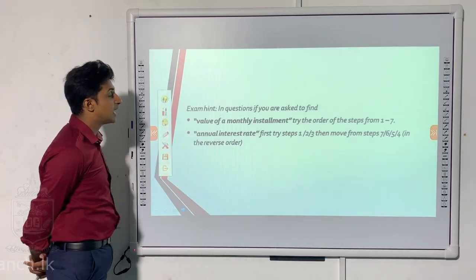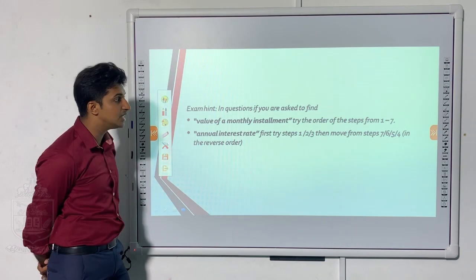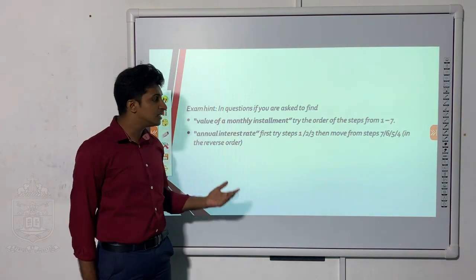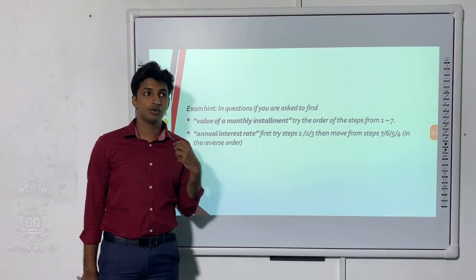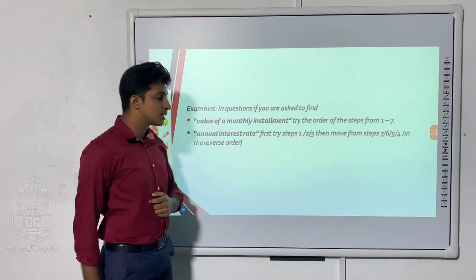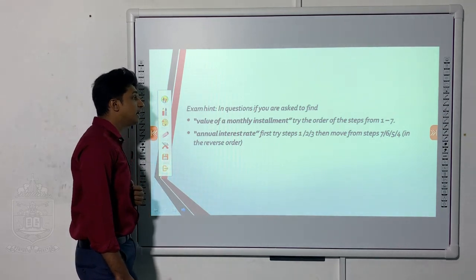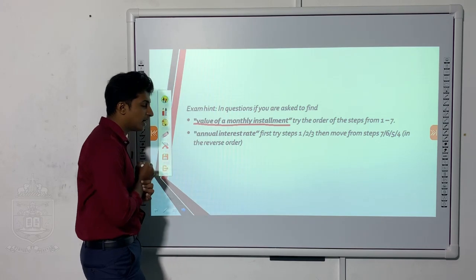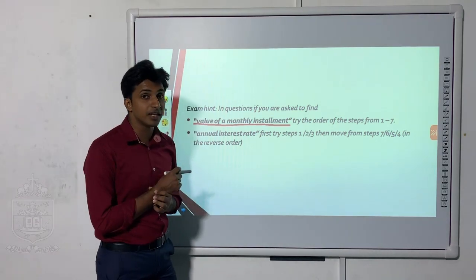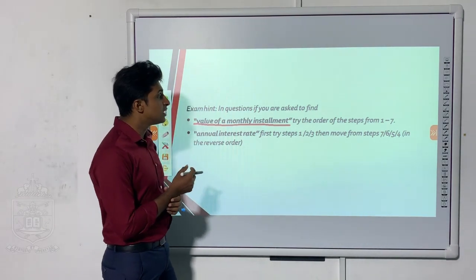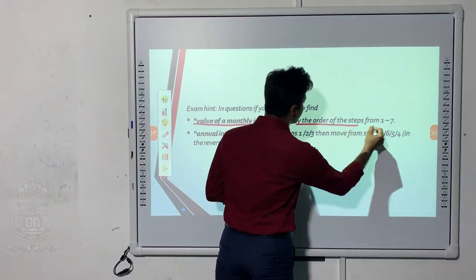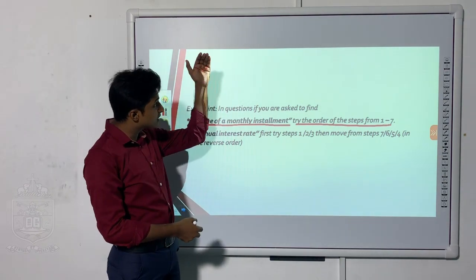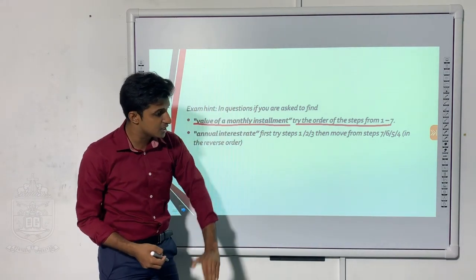Before you go to the questions, I have given you a small exam hint. These are not standardized theories. These are the theories that we have prepared for you to write the exam easily. In questions, if you are asked to find the value of a monthly installment, try the steps in order from 1 to 7, downwards: first, second, third, fourth, fifth, sixth, seventh.